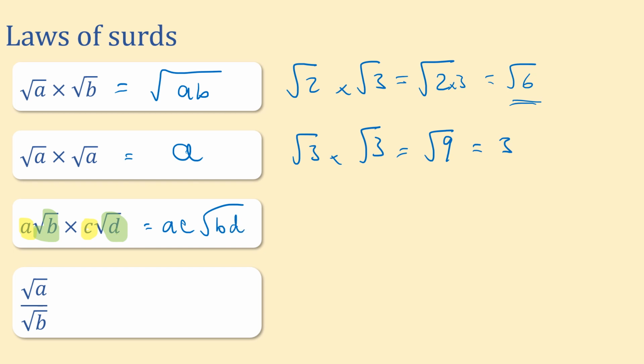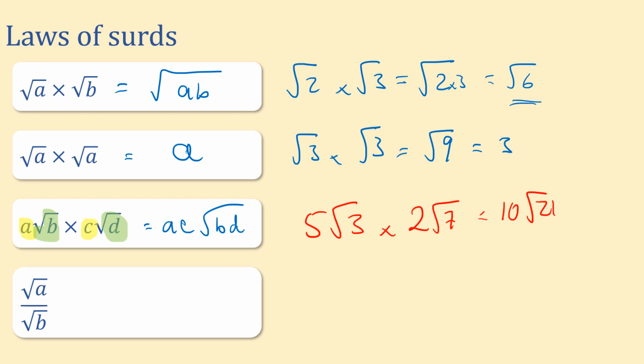Let's look at that in practice. If I do 5 root 3 multiplied by 2 root 7, let's do the whole number parts first. 5 times 2 is 10, and root 3 times root 7 is root 21.